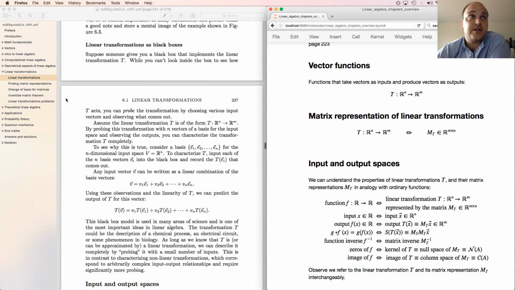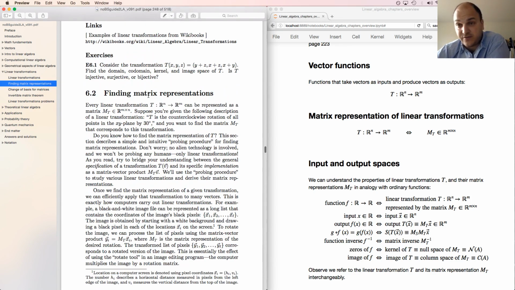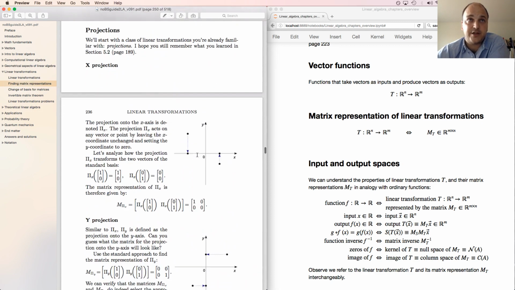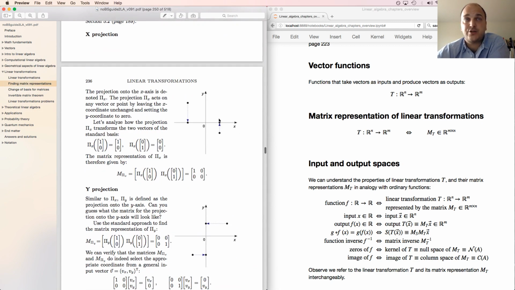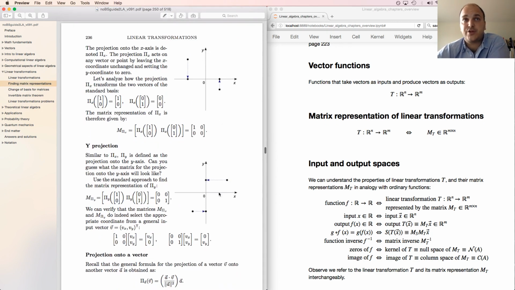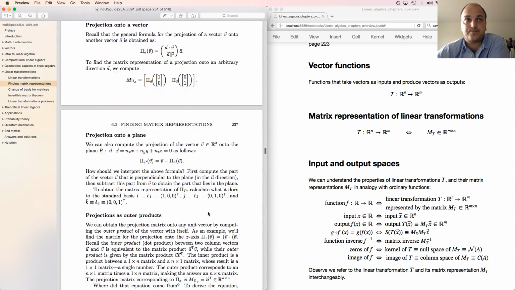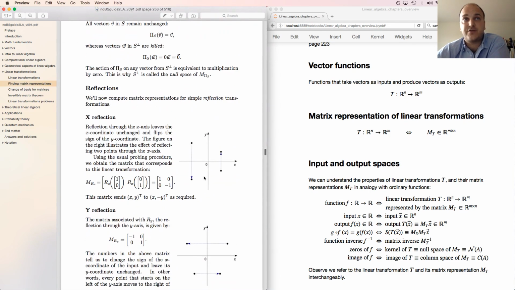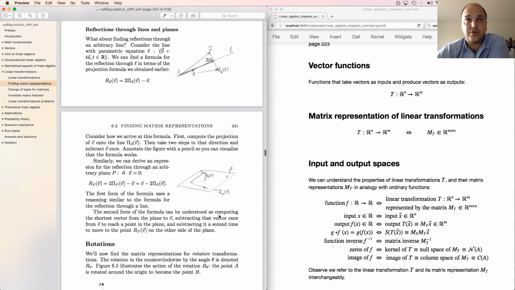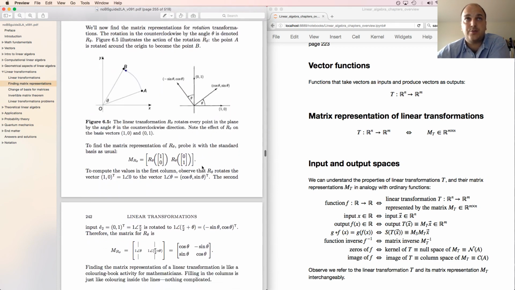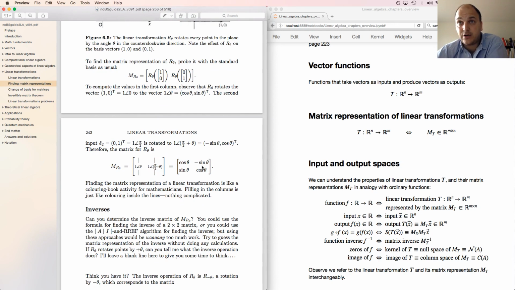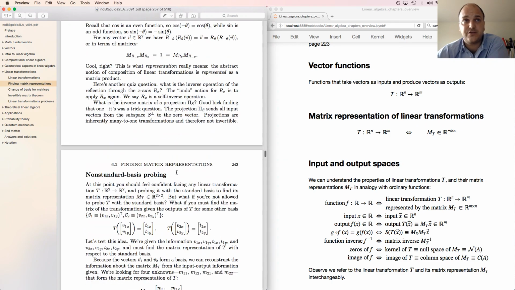The next thing: this chapter is mostly about not just defining linear transformations, but using them, and the relationship between a linear transformation and its matrix representation. Rather than theorize about it, I show a lot of examples. This is the projection onto the x-axis. Whatever point you are, after doing the projection, you have to be on the x-axis. This is the projection onto the y-axis. Then we have reflections through an arbitrary line, and rotations, which are the most interesting. We're really going to learn about all these transformations and their matrix representations, and how to find inverses, and so on and so forth.